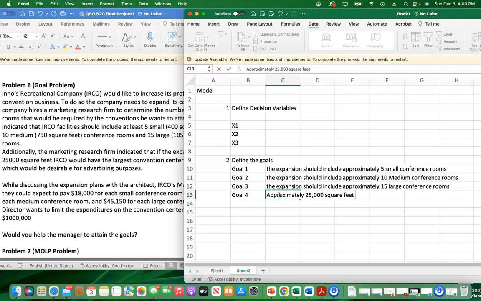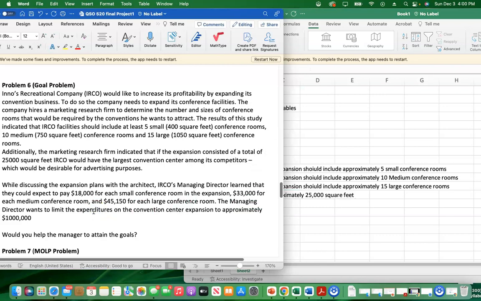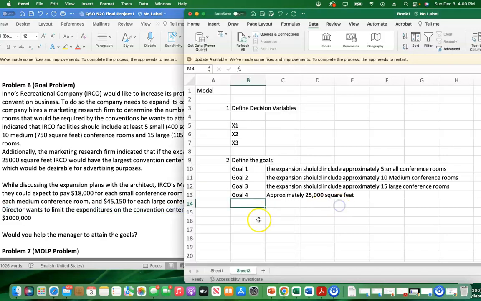So that's the expansion. And then we have one more goal. In this case, it says that the director would like to limit the expenditures on the conventional center expansion to approximately $1 million. And so we can say that's another goal. And this should be goal number 5.